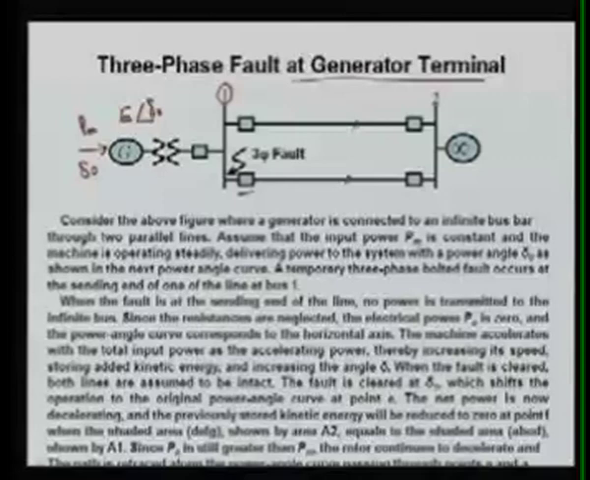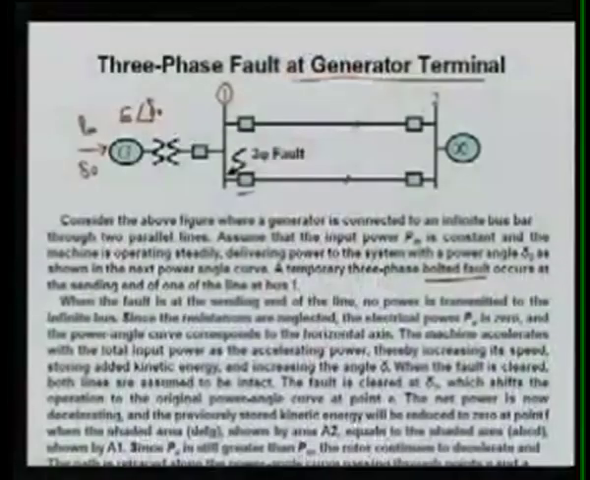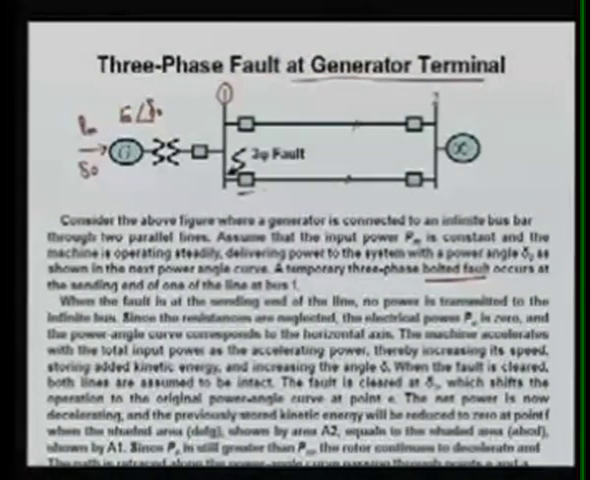A temporary three-phase fault, that is a bolted fault, meaning a fault without any fault resistance, directly a three-phase to ground fault, occurs at the sending end of one of the transmission lines at bus 1. Here the three-phase fault, let's suppose, has occurred in line 2.